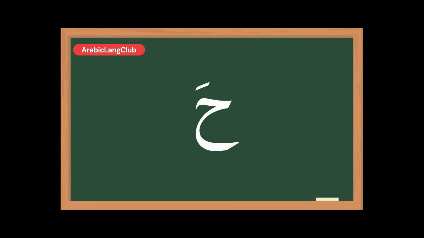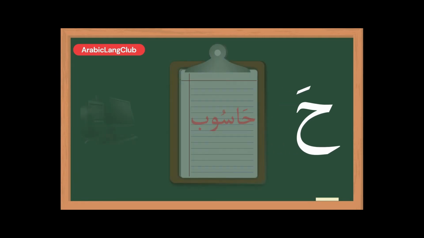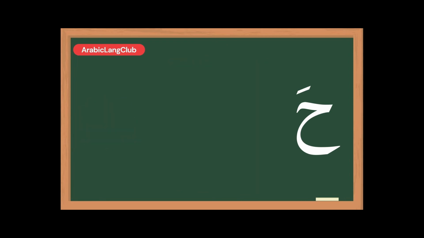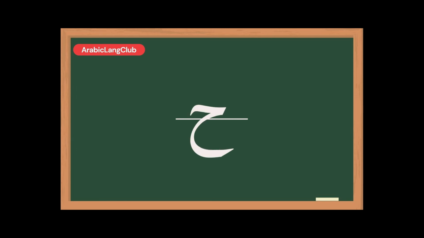Ha. Like in the word hasub. Hasub. The sound exactly doesn't exist in English, but it's like a breathy H sound. Just try to mimic me as best as you can, and we'll learn more details in the video series Articulatory Phonetics. To write it down just like letter J. From the top left, draw a little line and then pull down around, and no dot.